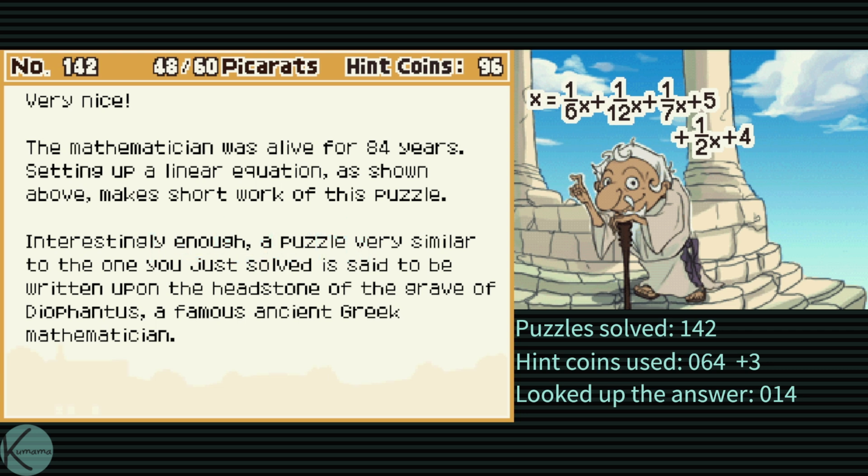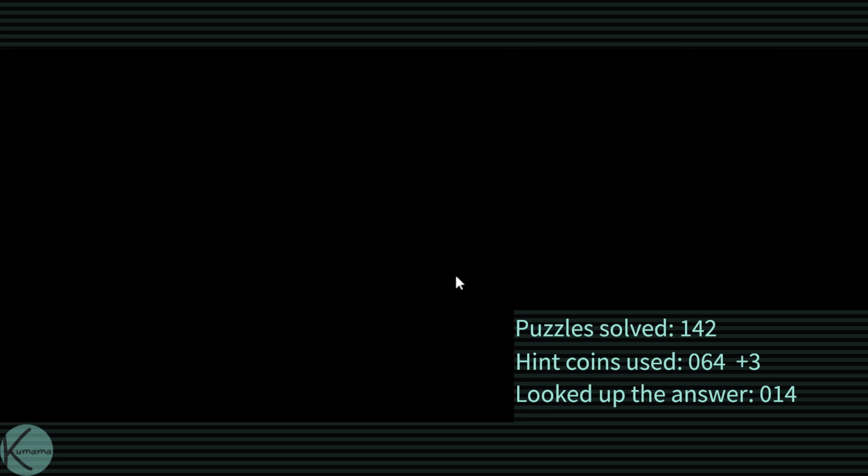Interestingly enough, a puzzle very similar to the one you just saw is said to be written upon the headstone of the grave of Diophantus, a famous ancient Greek mathematician. Diophantus.